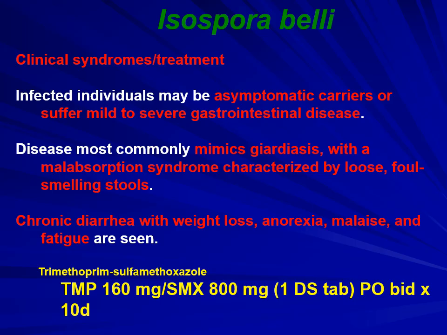Disease most commonly mimics giardiasis, with a malabsorption syndrome characterized by loose, foul-smelling stools. Chronic diarrhea is associated with weight loss, anorexia, malaise, and fatigue. The treatment of choice is a combination of trimethoprim and sulfamethoxazole.